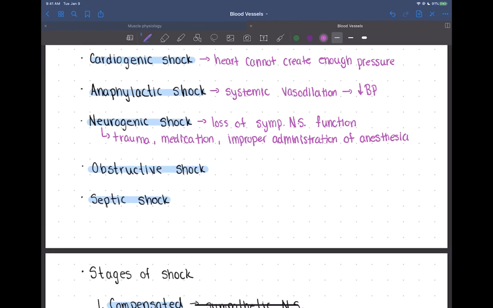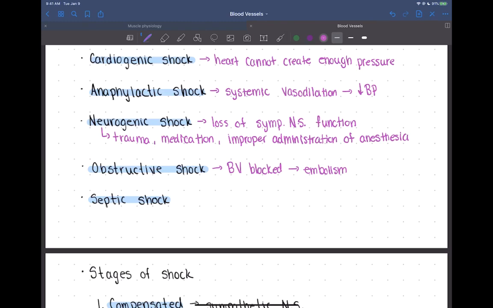And then we have obstructive shock. So obstructive, think of an obstruction, because that's exactly what's going on. With obstructive shock, a blood vessel is blocked. An example of this would be a pulmonary embolism, or just any kind of embolism, depending on where it lands. So an embolism, a clot, can cause obstructive shock. You're actually blocking the blood flow, and so blood isn't getting to the tissues.